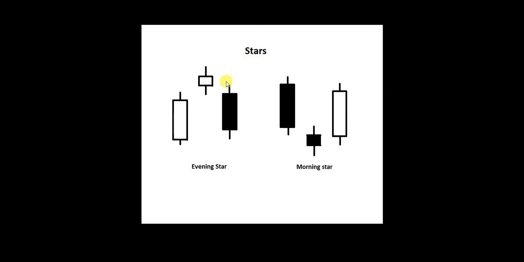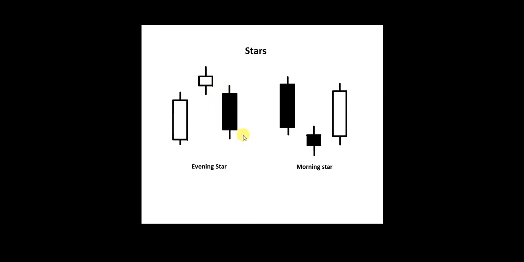Stars, so we have two stars, evening stars and morning stars. Evening stars occur at the top like this. First is a bullish engulfing, and the second candlestick has a bullish gap from the first. The second candlestick can be a doji or something like a spinning top or shooting star, and the third candlestick has a bearish or down gap from the second candlestick.